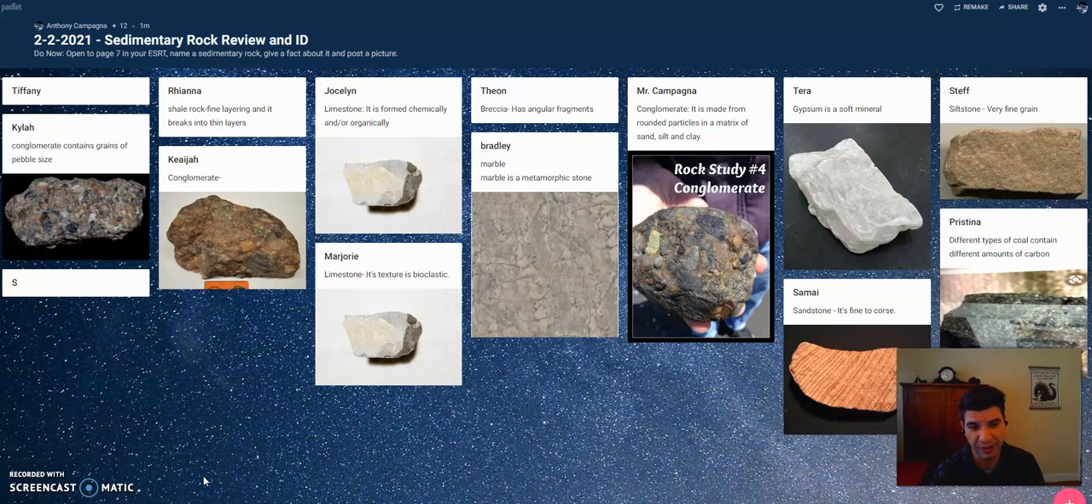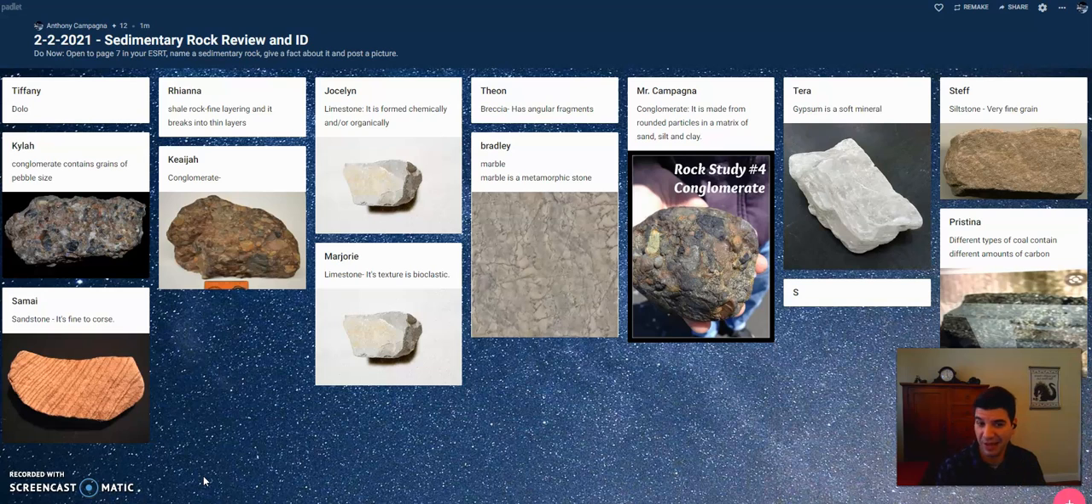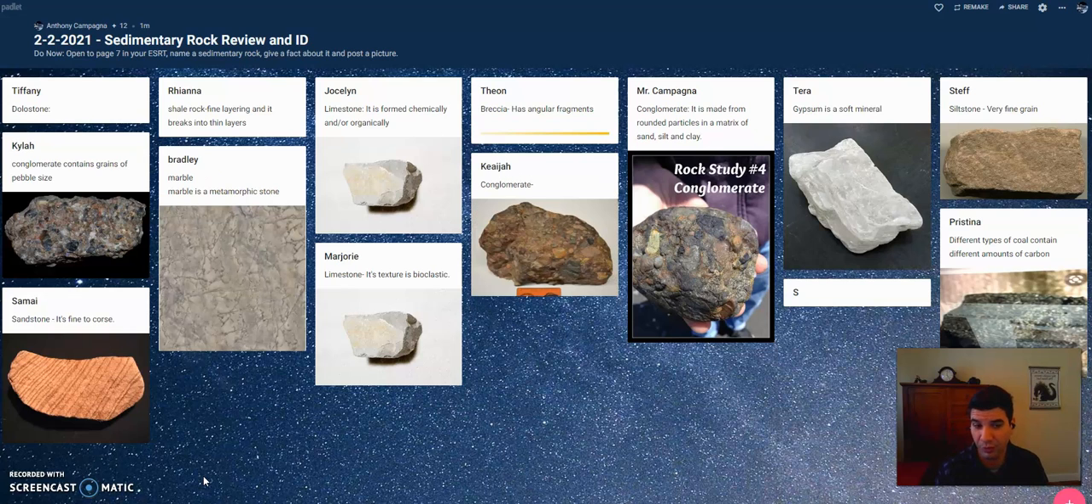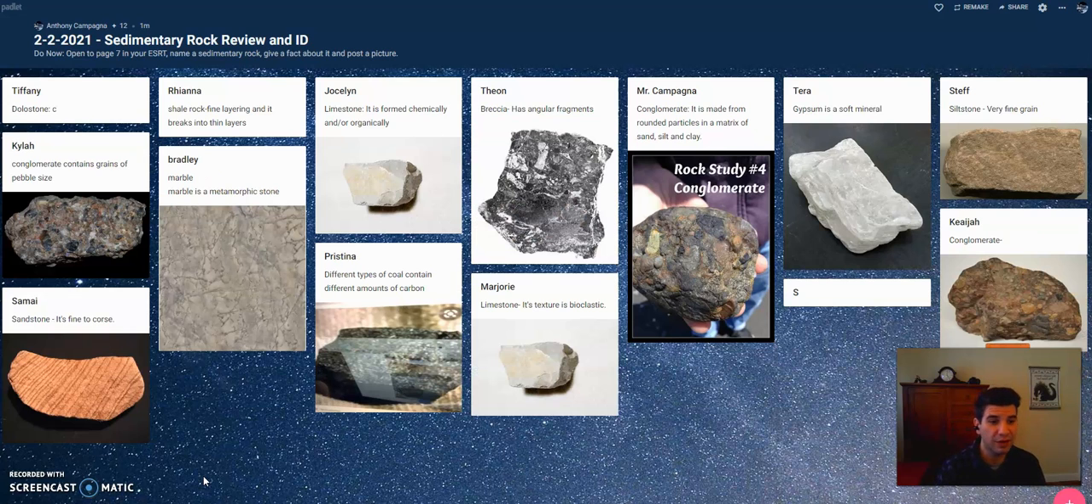It's bioclastic. Remember, bio means life. So at one point, that limestone was alive in the form of either animal bones or in the form of seashells. Dion said breccia. Breccia's got angular fragments. I said conglomerate. It's got rounded fragments.